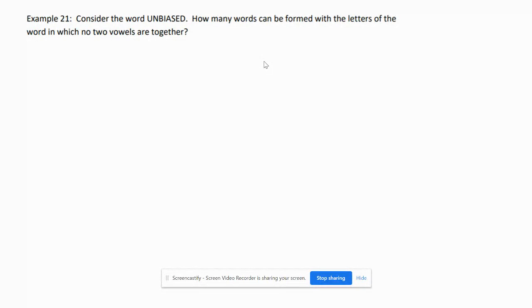Consider the word unbiased. How many words can be formed with the letters of the word in which no two vowels are together? So this is, guys, very similar to the last question over here, but we're saying the vowels have to be separated. So again, our vowels are A, E, I, O, U. Okay, so we have U, I, A, E as vowels.